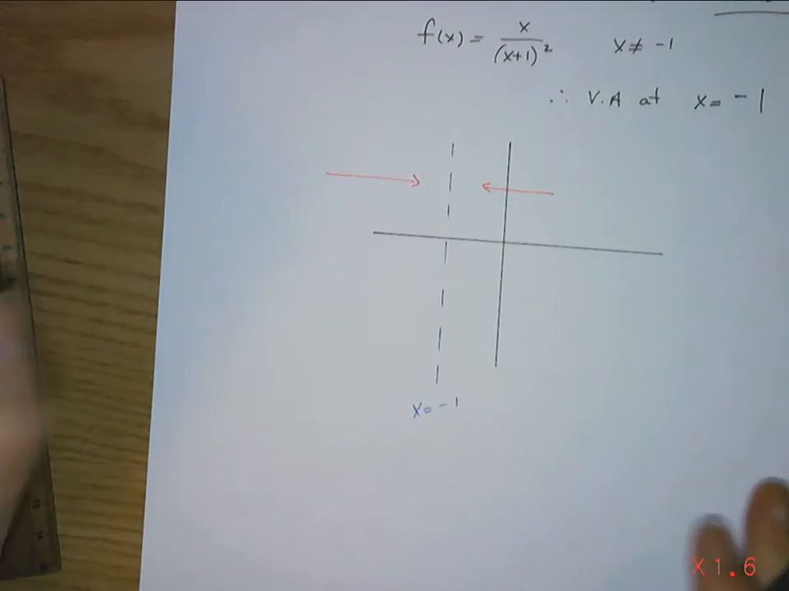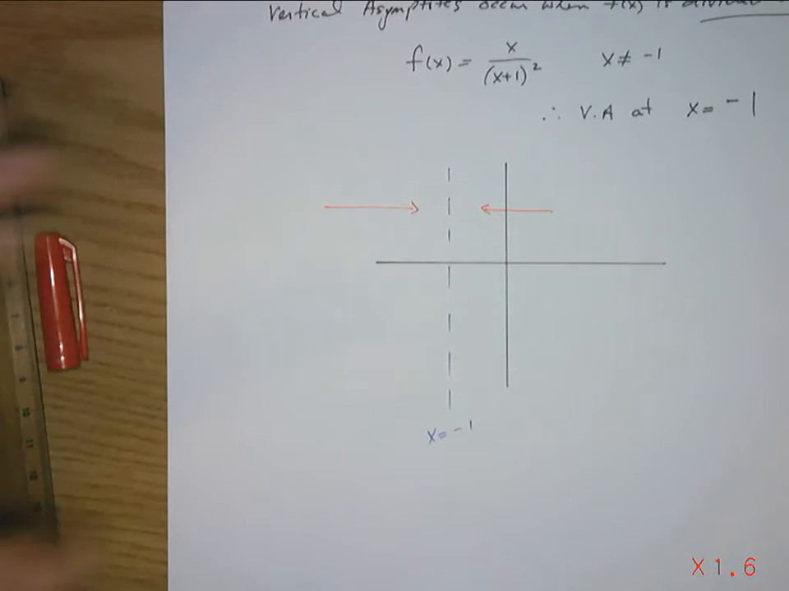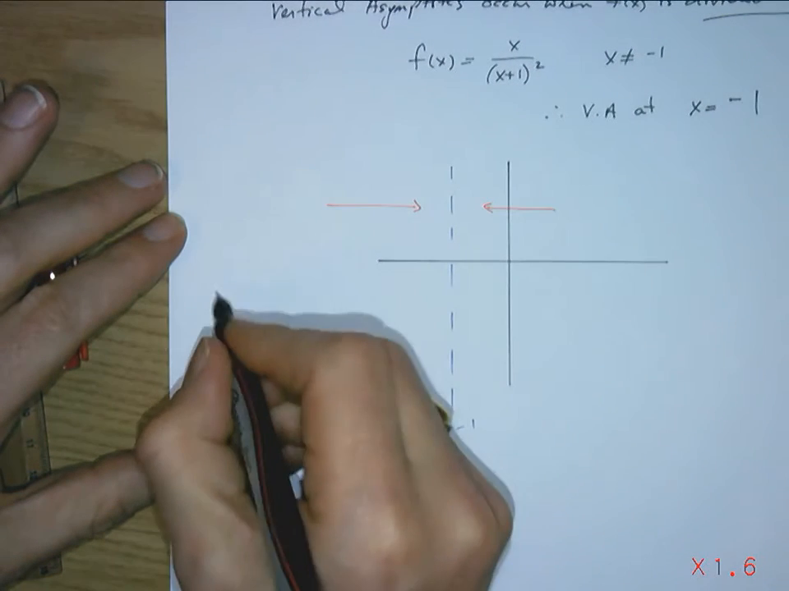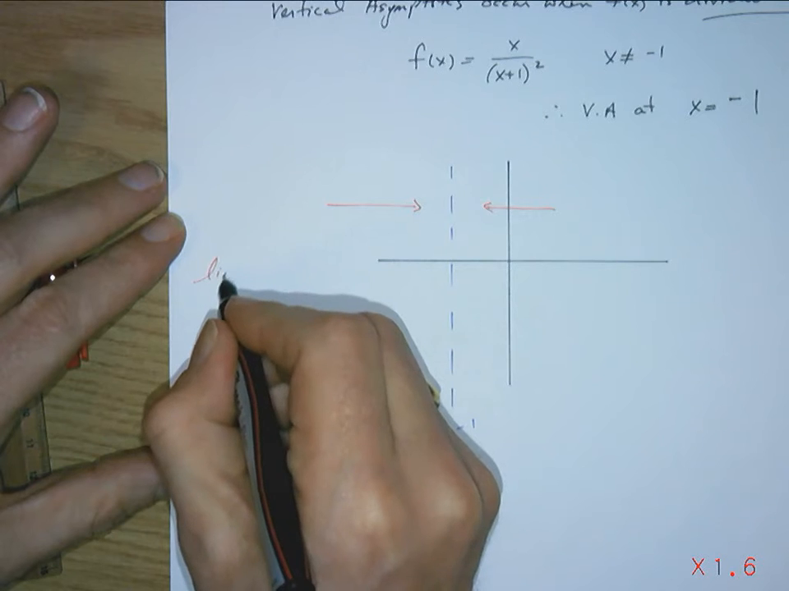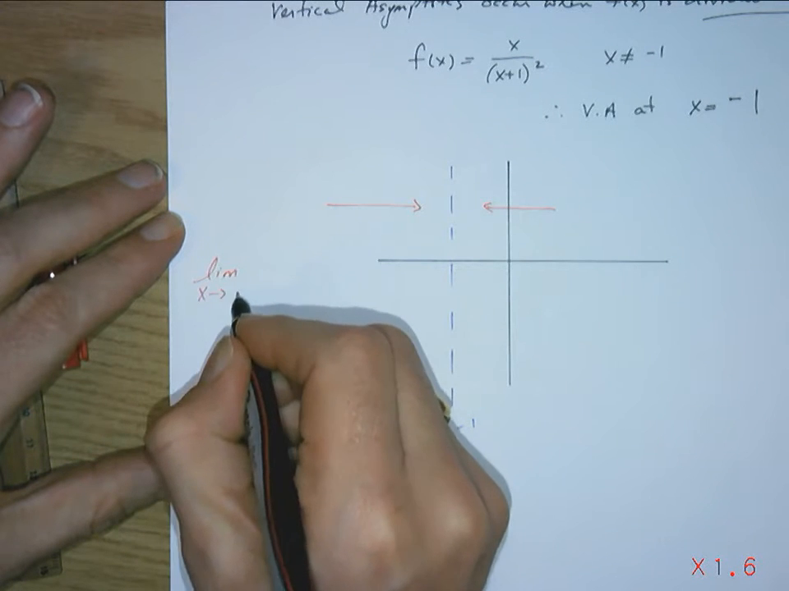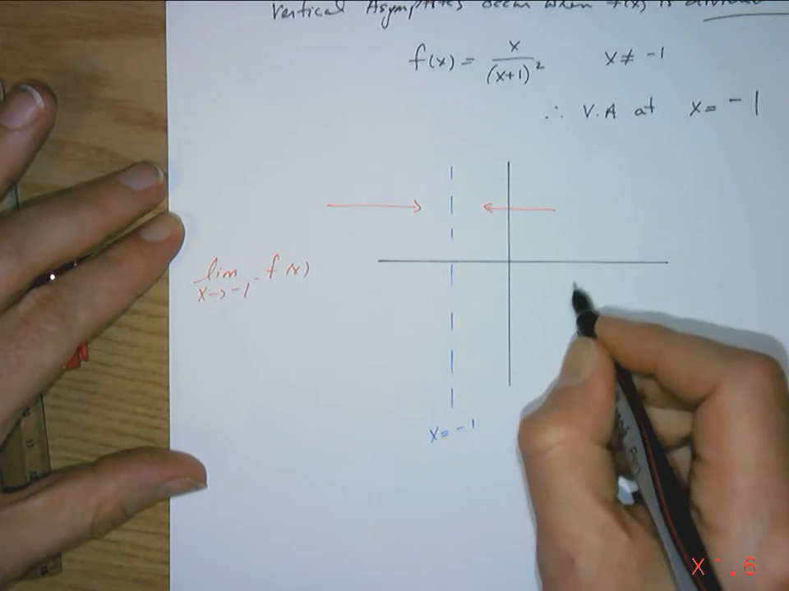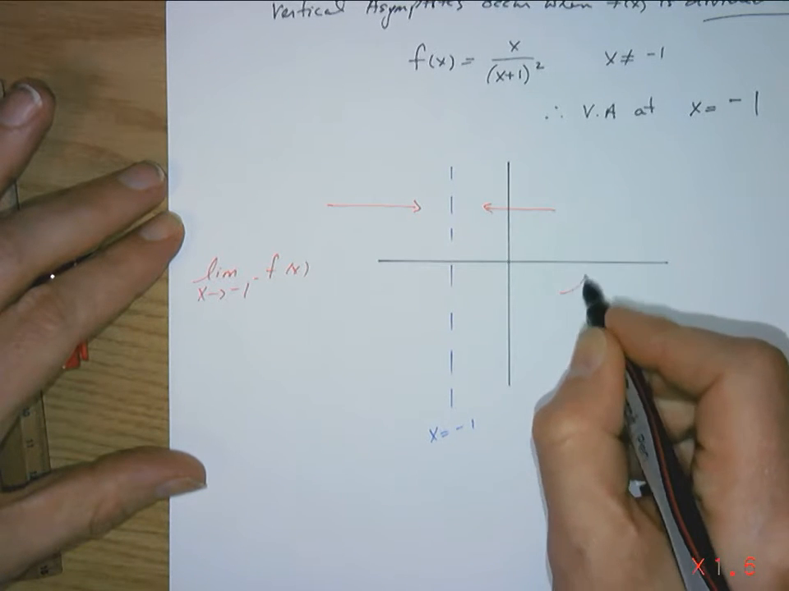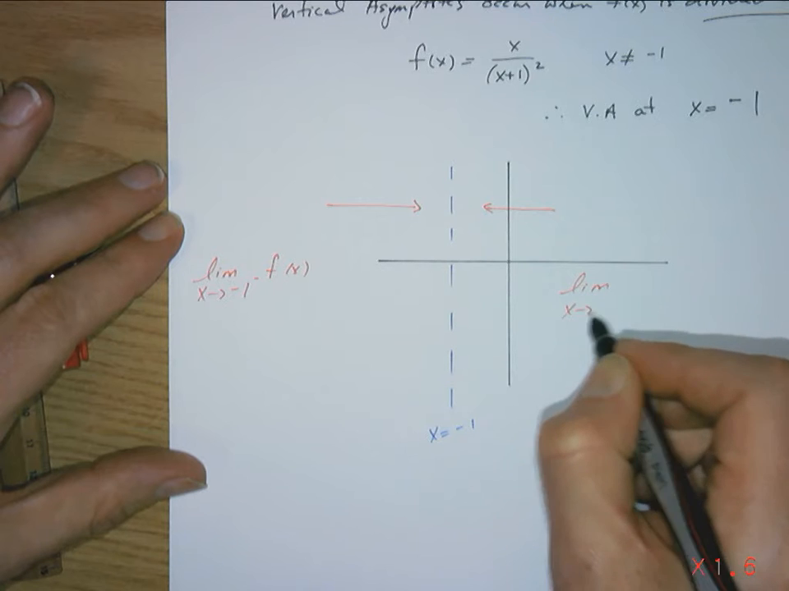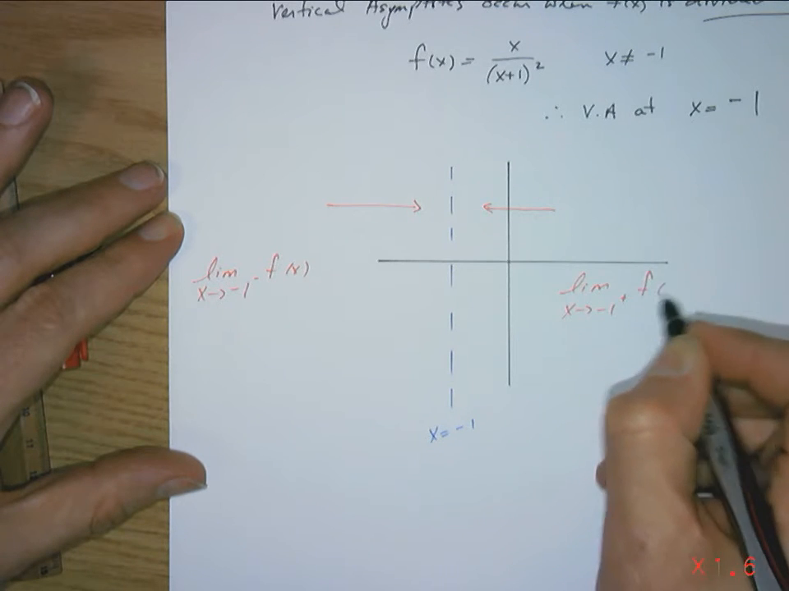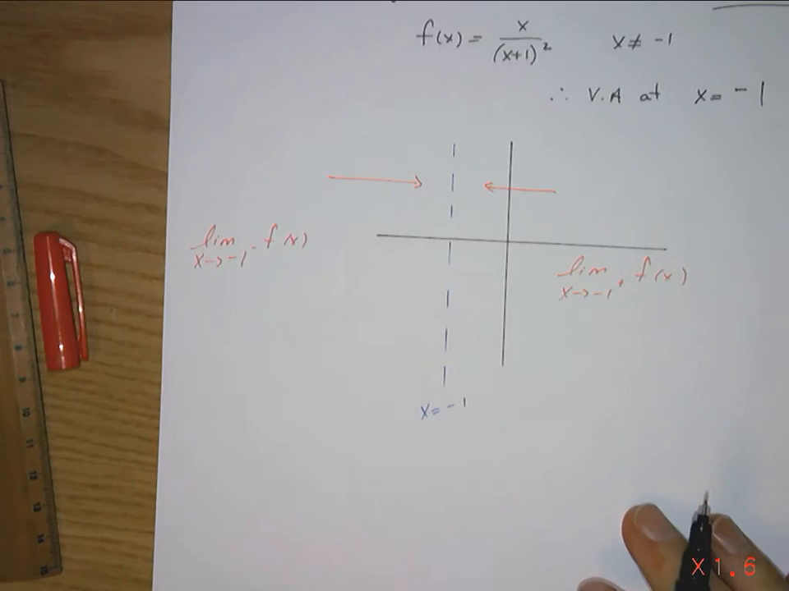And if we want to know what's going to happen to our function as we approach that, we're going to have to take a look at some limits. We're going to have to take a limit as x approaches -1 from the left of f of x. And over here, we're going to have to take a look at the limit as x approaches -1 from the right of f of x. Now, these are left and right-hand limits.